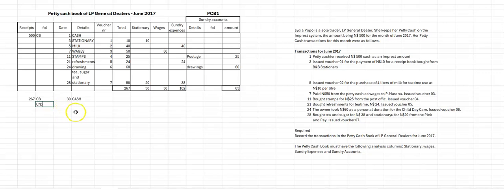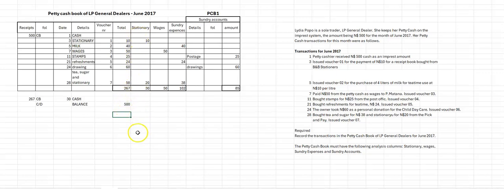Okay, and what do we carry down? We carry down the balance. And how much was the balance? The balance was $500. Okay, so we have a balance of $500 in our petty cash.